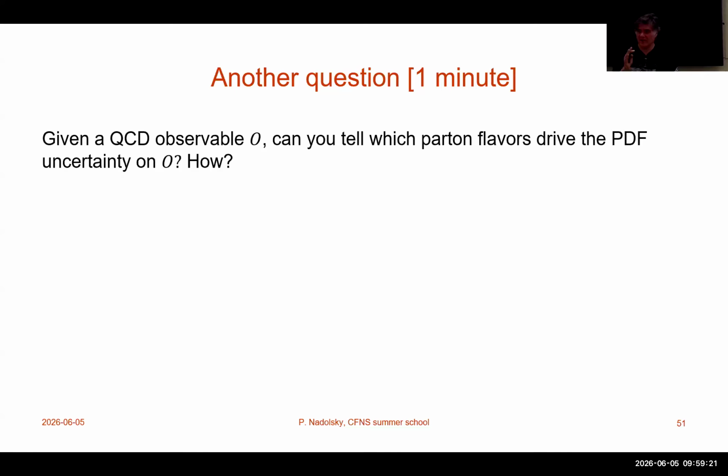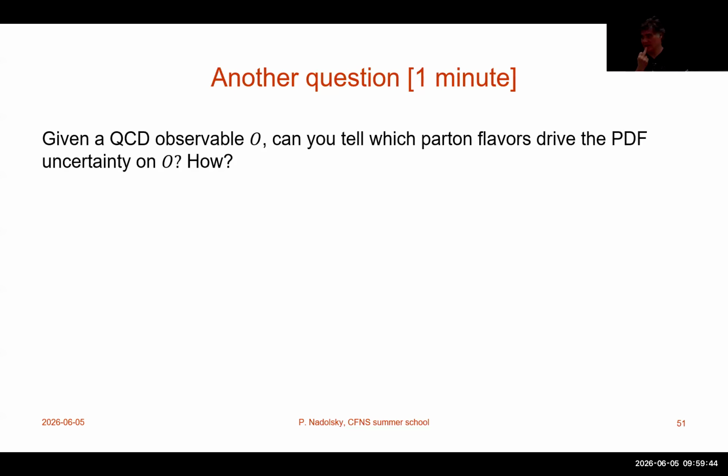Suppose I'm giving you some cross section. How do we know which PDF flavor and in which x range dominates the PDF uncertainty in this cross section? I don't know, did anyone think about it? Does anyone have an answer to this?